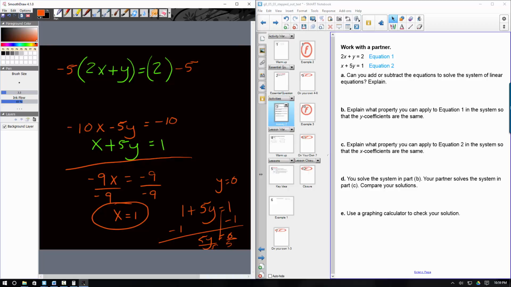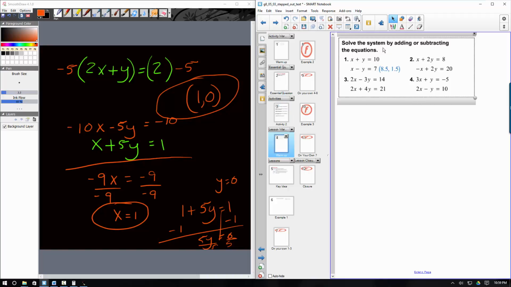So my ordered pair that works is (1, 0). And let's see if that's true. If I plug in a 1 here, 2 times 1 is 2, plus 0 is 2. If I plug in a 1 here, I'm going to have 1 plus 5 times 0 is 0, so 1 plus 0 is 1. So this is the ordered pair that works for both of them.